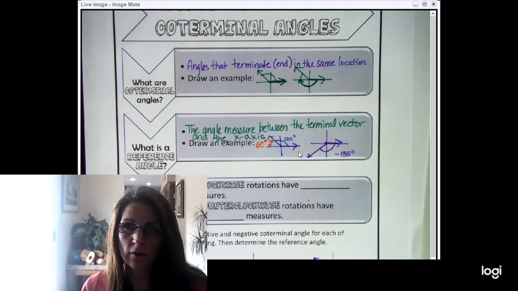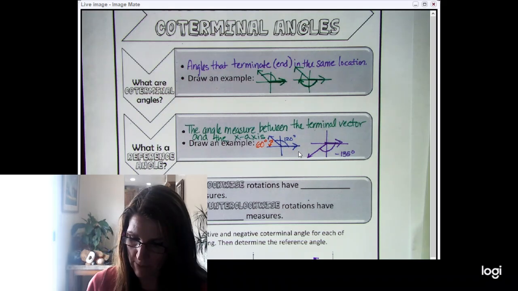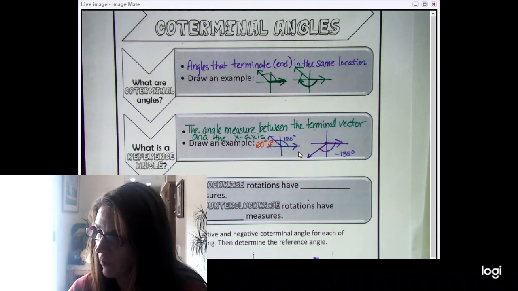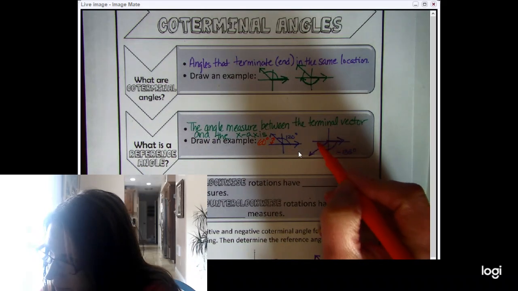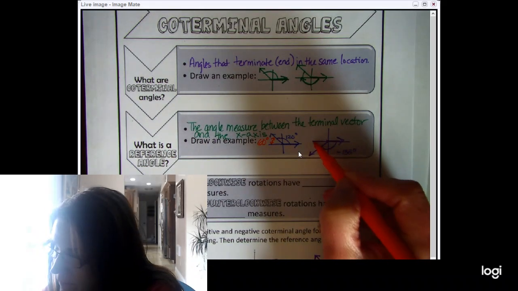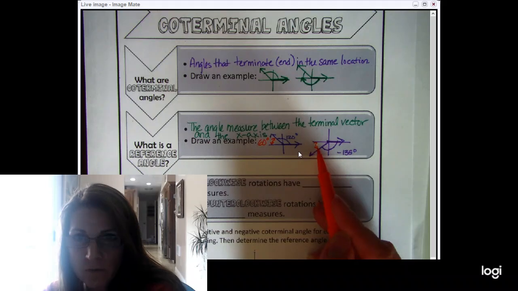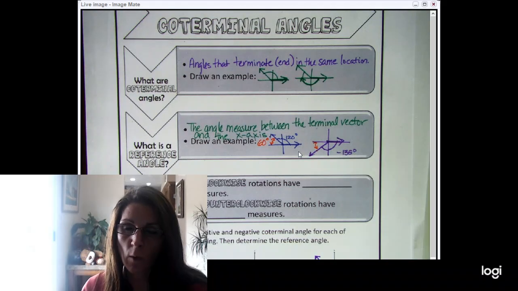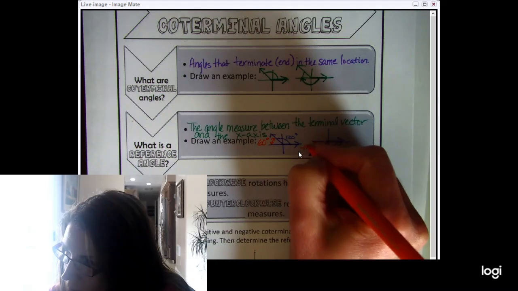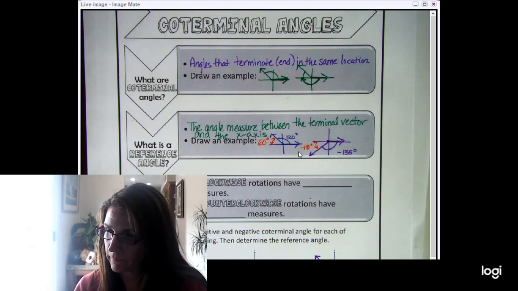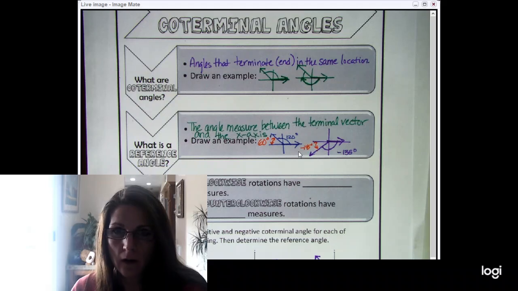There's negative 135. Okay, what is the reference angle? How far from the terminal vector to the x-axis? If this was 135, how much further do you need to go to get to negative 180? That would be negative 45 degrees. Okay.